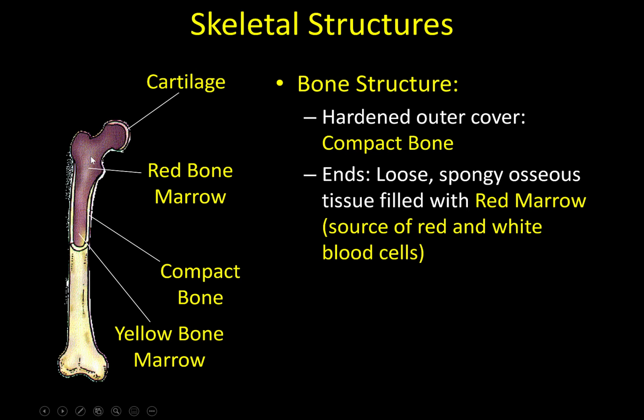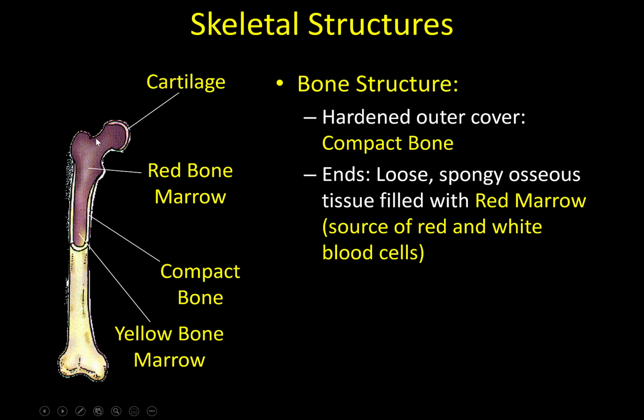Now the ends of the bone are a different story. This is where you're going to find looser bone material. Okay? It's spongy. It has a lot of openings and holes in it, just like a dish sponge would. This is the location where you're going to find that bone marrow we were talking about, which is the source of our red and white blood cells. This is where those blood cells are being produced. Red bone marrow is what you find at the ends of the bones, and it's red because of those red blood cells that are being produced.